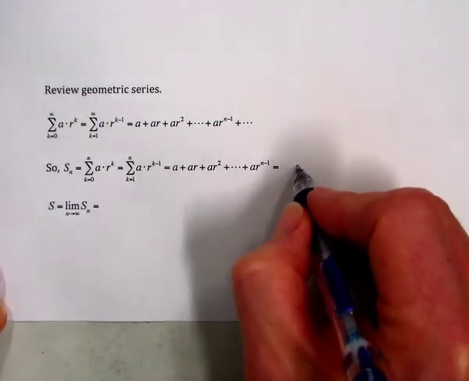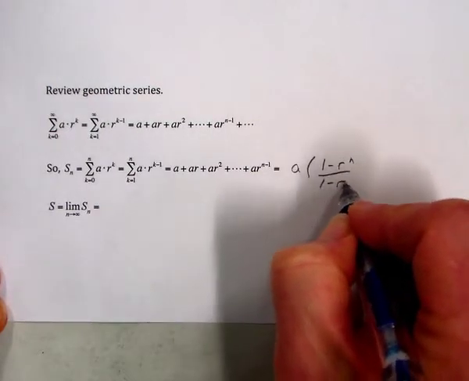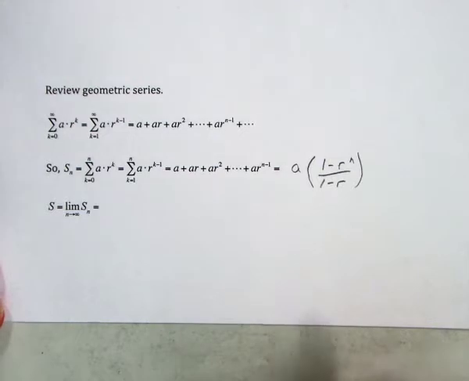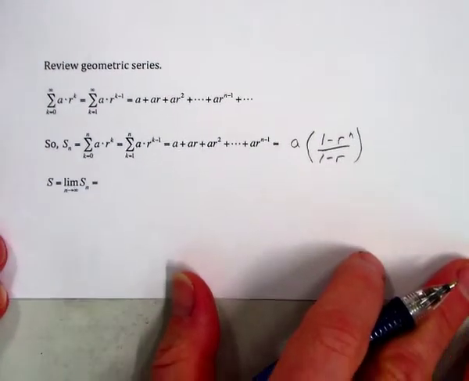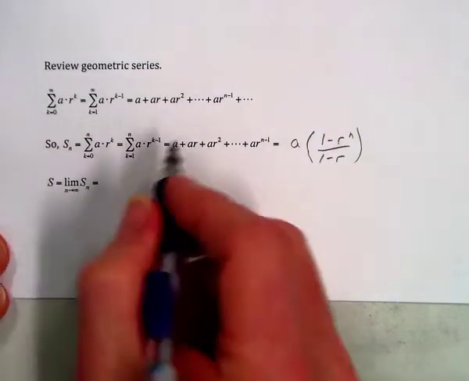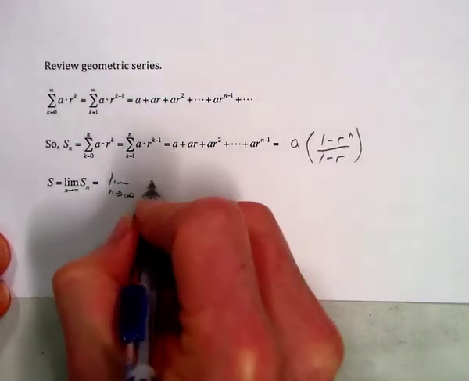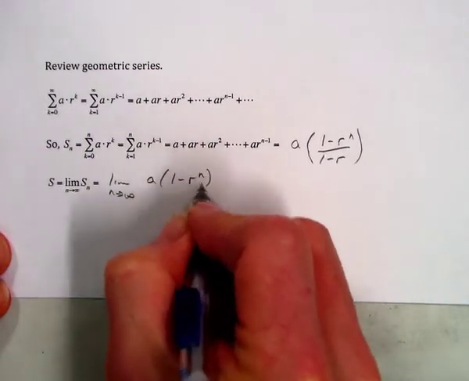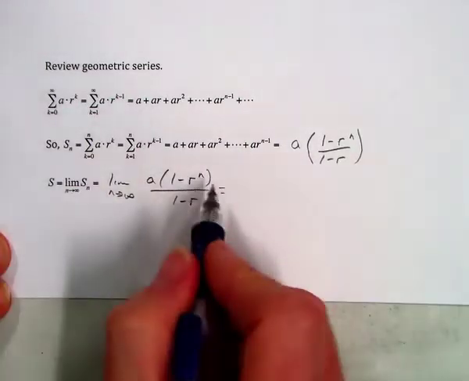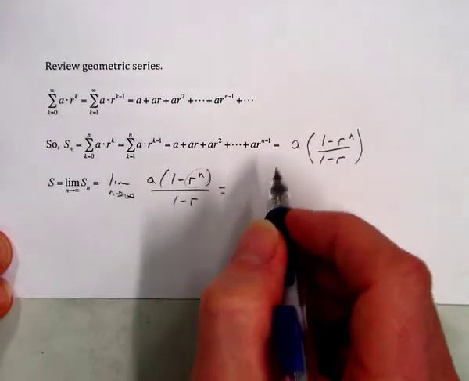And what is that sum? That will be a times 1 minus r to the n over 1 minus r. And this is a good idea that you should know how to prove this thing. I'm not going to do it right now. So we have s equals the limit as n goes to infinity of s sub n, or in other words, the limit as n goes to infinity of a times 1 minus r to the n over 1 minus r. Now, what's being affected by n? Only this part, and we reviewed that yesterday in the last video.